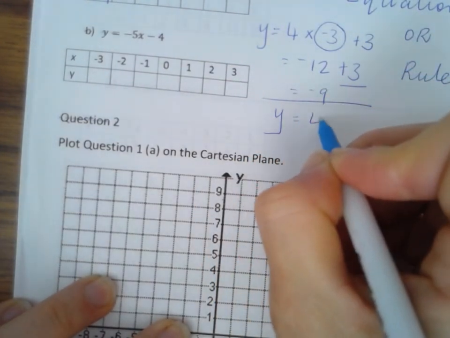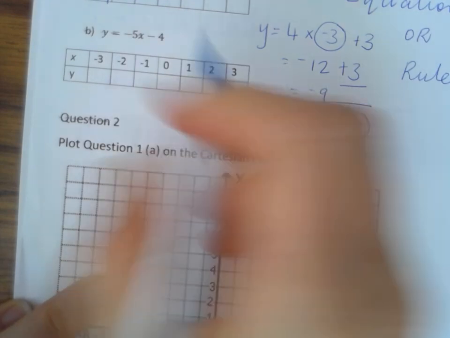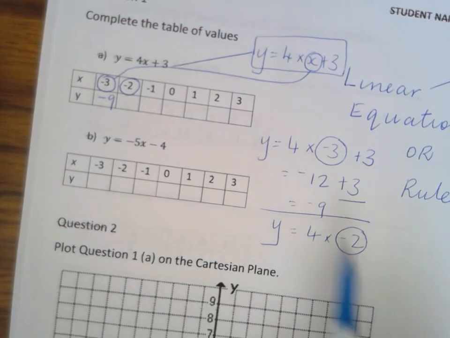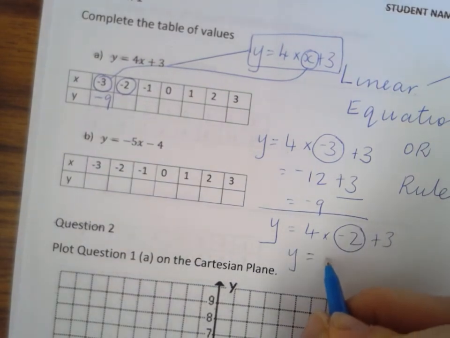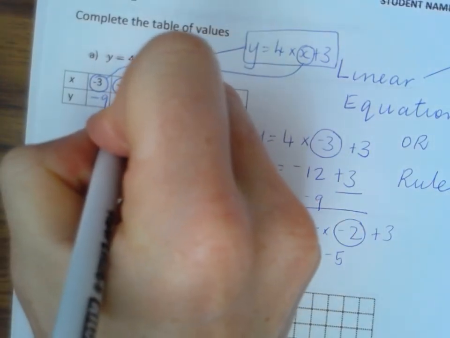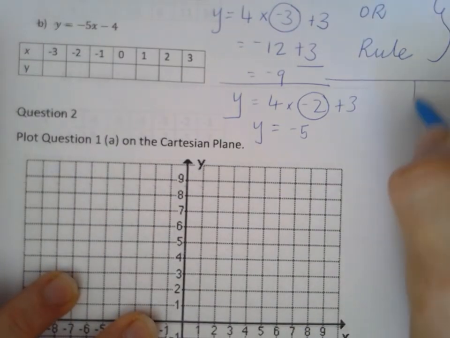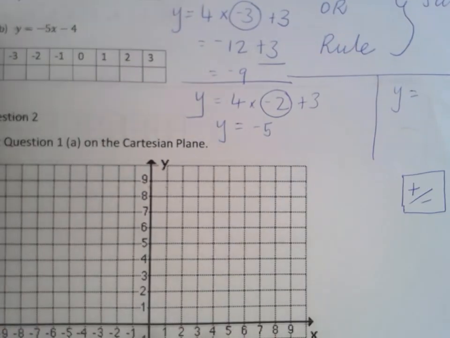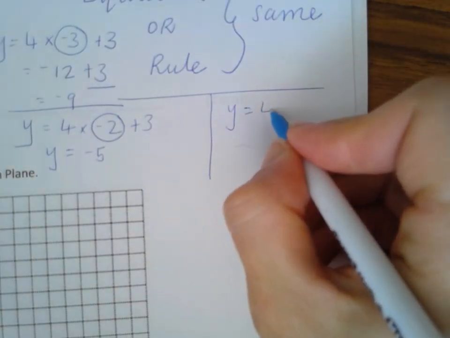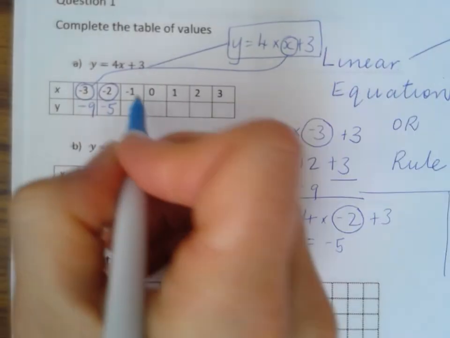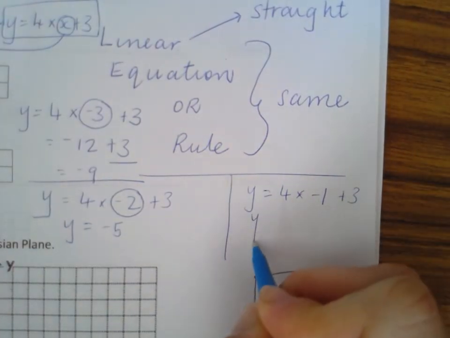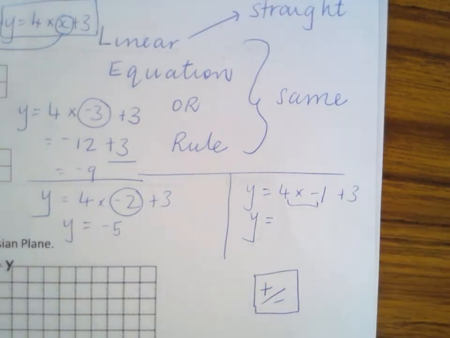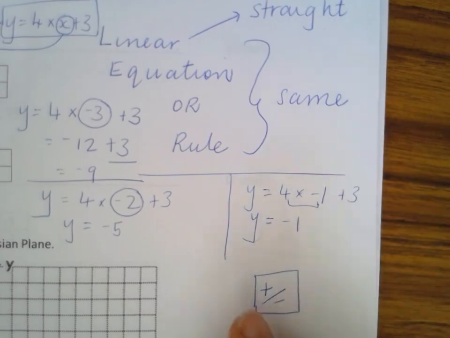If you want to do some more working, that's your first one, that equaled -9. Y equals 4 multiplied by -2 this time, because that's our x value. 4 multiplied by -2 plus 3, y is going to equal -5. Okay, and one more set of working. Y equals, our rule is 4 times x, and our next x value is -1. So 4 times -1 plus 3, y equals -4 plus 3, which is -1.